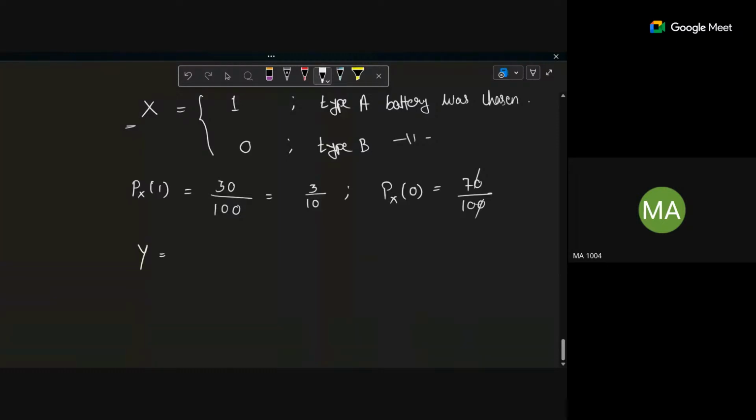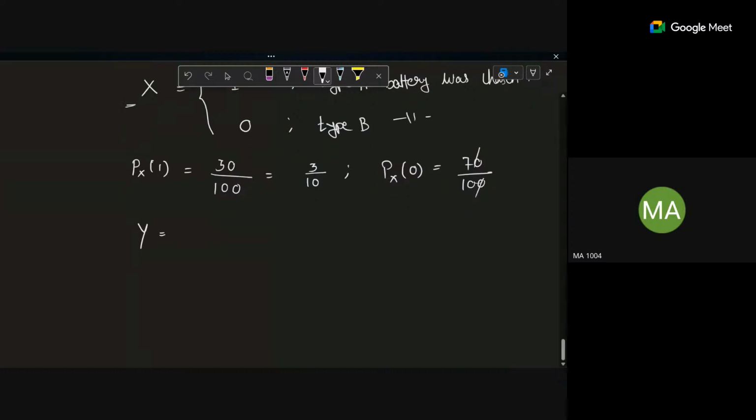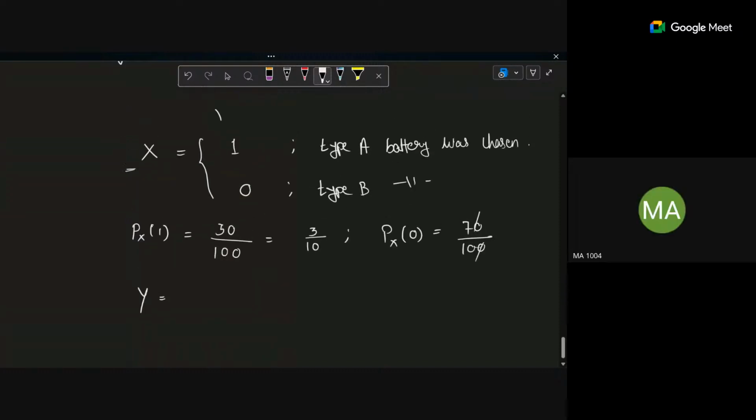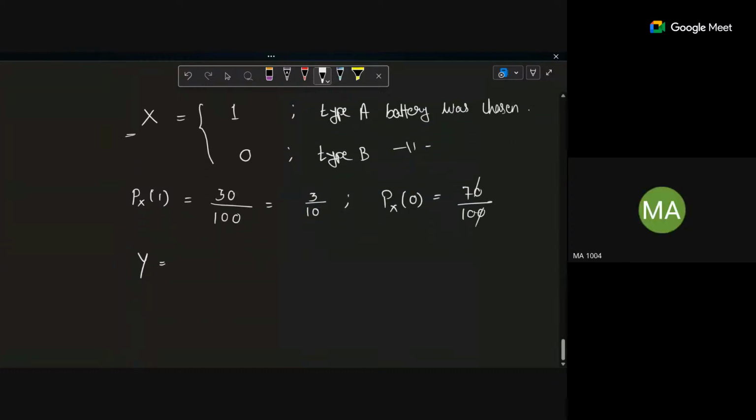Y is what? What should be the definition of this random variable Y? For example, the definition for random variable X was the type of battery chosen. So Y is the battery life of the chosen battery, right? Yes, ma'am. Okay.